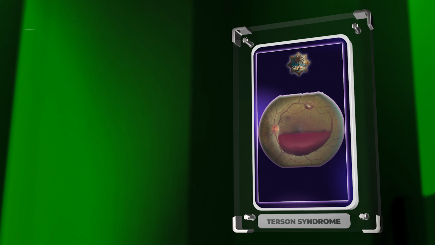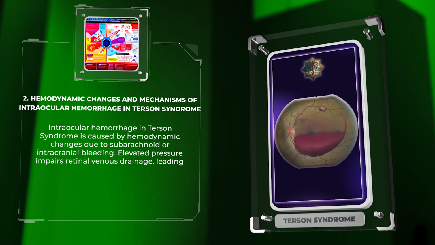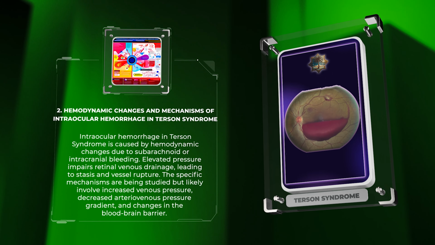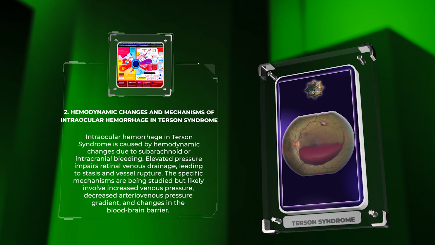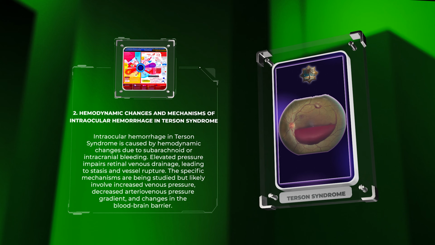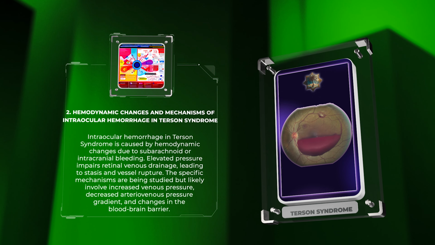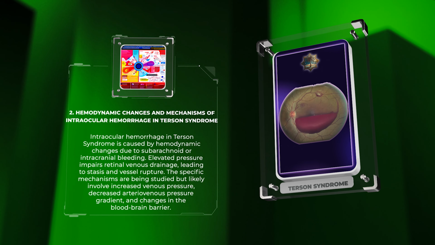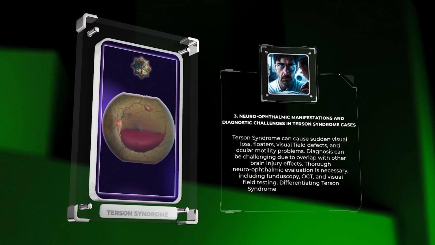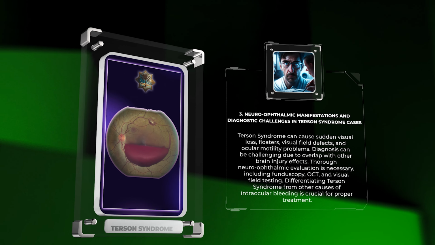Intraocular hemorrhage in Terson syndrome is caused by hemodynamic changes due to subarachnoid or intracranial bleeding. Elevated pressure impairs retinal venous drainage, leading to stasis and vessel rupture. The specific mechanisms are being studied but likely involve increased venous pressure, decreased arteriovenous pressure gradient, and changes in the blood-brain barrier. Terson syndrome can cause sudden visual loss, floaters, visual field defects, and ocular motility problems.